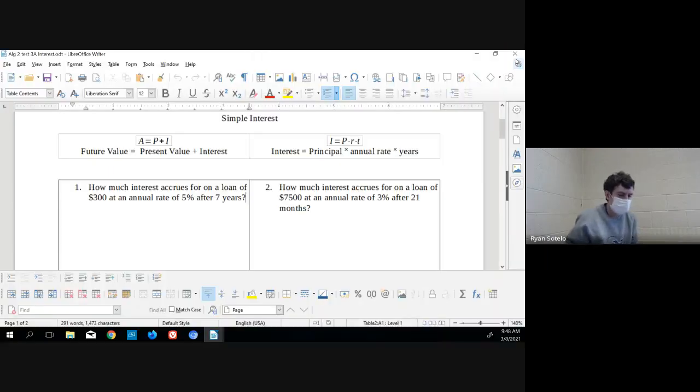Number 2 asks how much interest do you get on a loan of $7,500 at an annual interest rate of 3% after 21 months. Slight trick to this one in that you have months instead of years, so you have to convert that to years. And you can do that just by putting the number of months over 12.